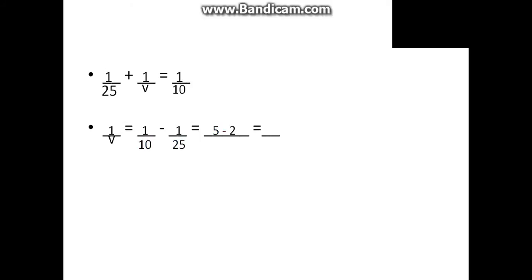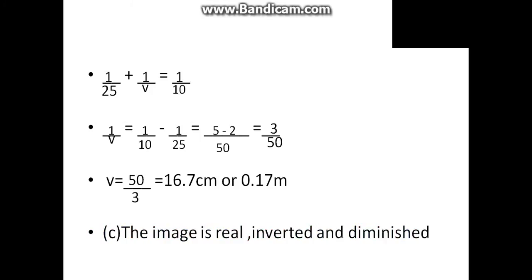We have the LCM to be 50. If you divide 50 by 10, it gives you 5, and you divide 50 by 25, you get 2. That is 5 minus 2 over 50, which will now give us 3 over 50. Making v the subject of the formula, which is the image distance, we now have 50 over 3, which will give us 16.7 cm, or 0.17 meters. The image is real, inverted, and diminished.